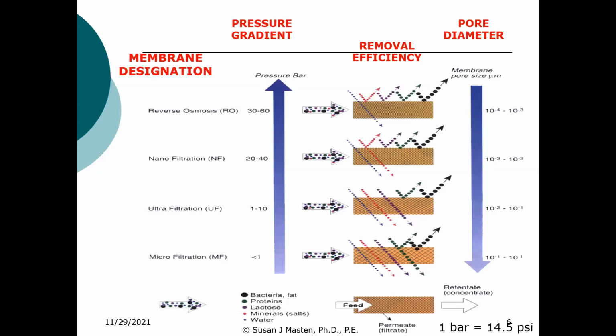This figure gives you a sense of the types of materials that can be removed with various different types of membranes. So for instance, let's start at the bottom with the largest pore size. Notice it's the lowest pressure. So we're talking about less than 15 psi. But when we're looking at pore size, we're looking at 0.1 to 10 micron pore size. So the larger the pore size, the lower the pressure.